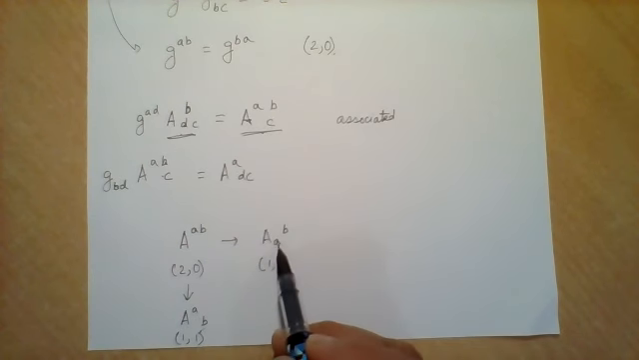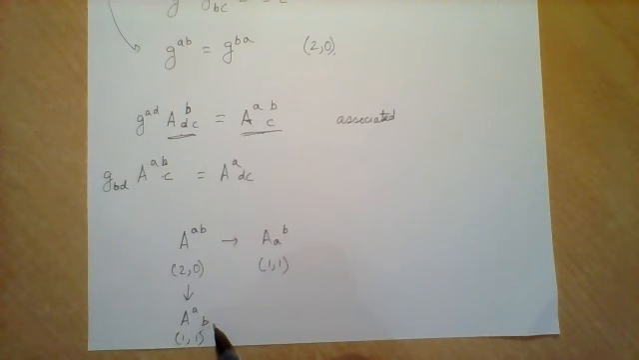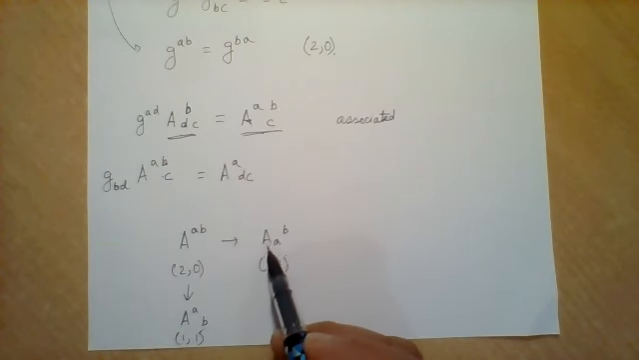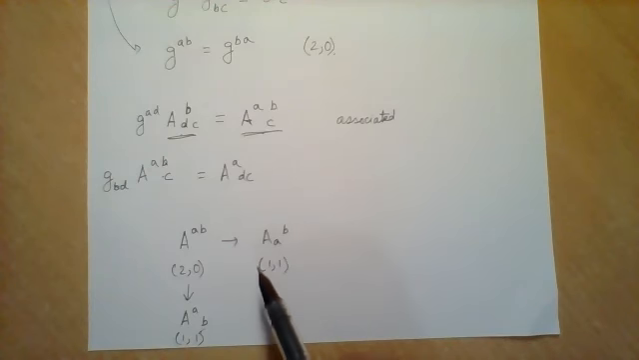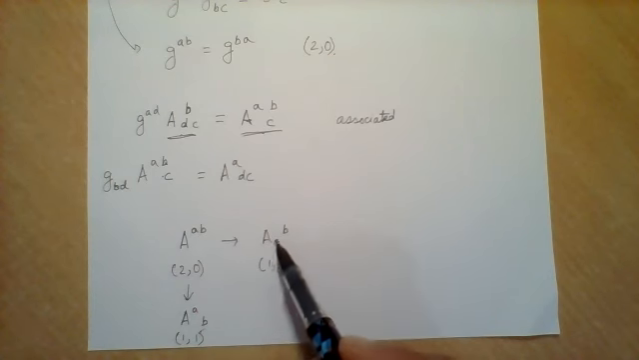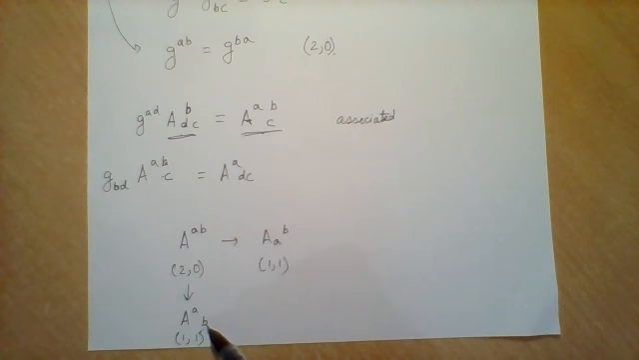But these two tensors are not equal: one has the first index lowered, the other has the second index lowered. So the ordering is also important, and we must be careful with the spacing of indices.